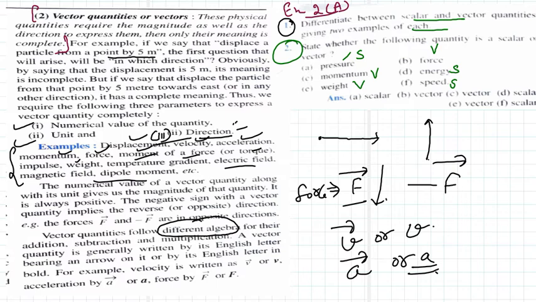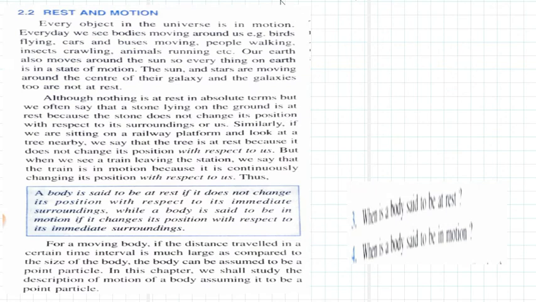Let us move to the next topic: rest and motion. What is rest and motion? As you have studied in the earlier classes, every object in this universe is in motion. You can see daily life examples: flight of birds, cars and buses moving, people walking, insects crawling are examples of motion. Our earth is always in motion, moving around the sun. So everything on this earth is also in a state of motion.